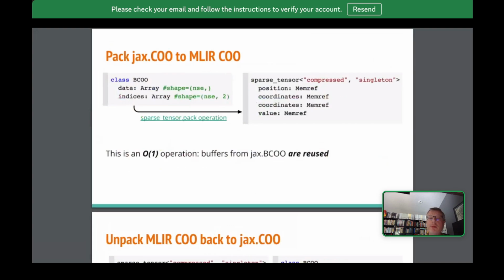So here you see the pack. We really take the data and the indices, and then on the MLIR side we have the sparse tensor compressed singleton, so that's a COO, and the positions, coordinates, and values are mapping one-on-one. So you don't have to copy anything from the NumPy world, the JNP world, into MLIR. So there's zero cost overhead.